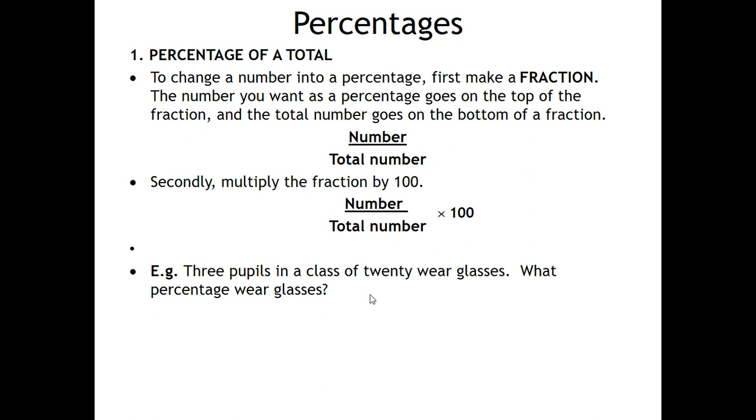So 3 pupils is your number. The total number, as you're told, is 20. So that's our little sum, 3 divided by 20. And as we say in the second step, we multiply it by 100. Remember that over in these things means divide. So it's divide you're typing into your calculator, giving us an answer of 15%.